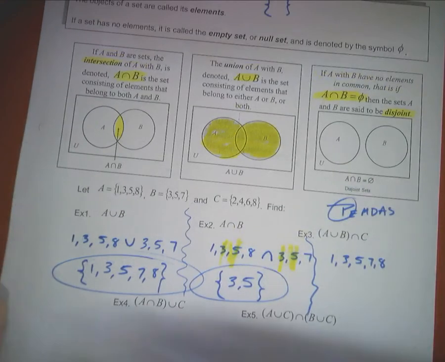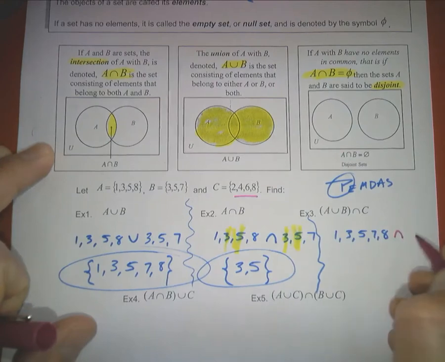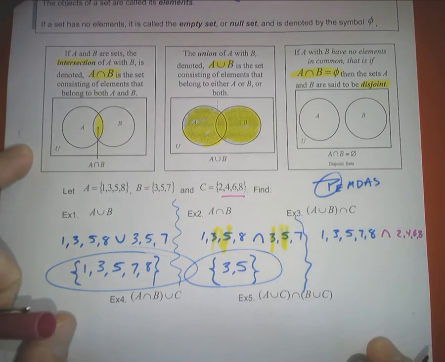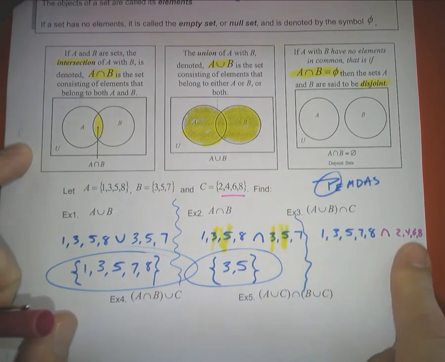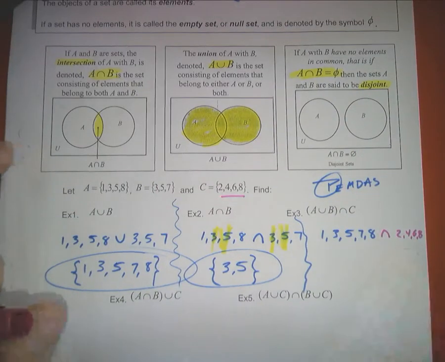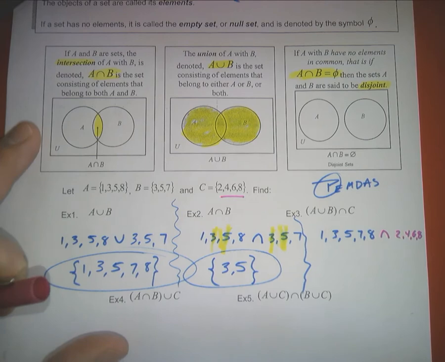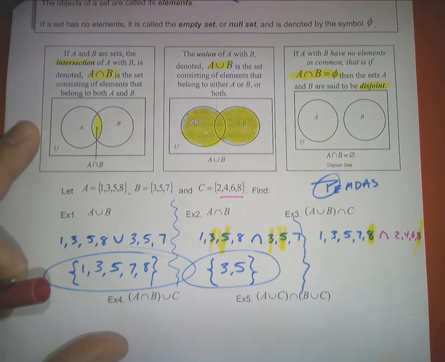Okay, and now I'm doing the intersection of C. C is 2, 4, 6, and 8. So this is again the union of A and B, this is C, now do the intersection. What do you guys see? What do they have in common? They just have 8 in common, right? So only 8.